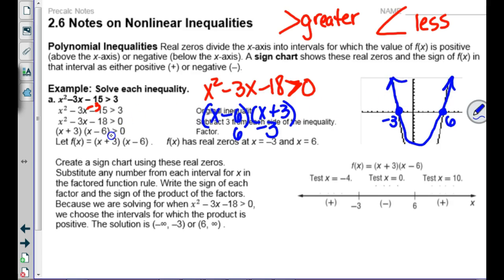Then our question was, where is it greater than 0? And you need to answer in interval notation. Greater than 0 means above 0, right? So you need to tell me out here and out here. Okay? So how do you tell me that direction from -3?